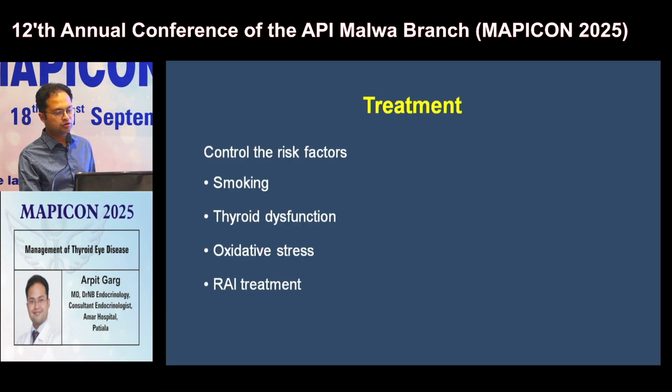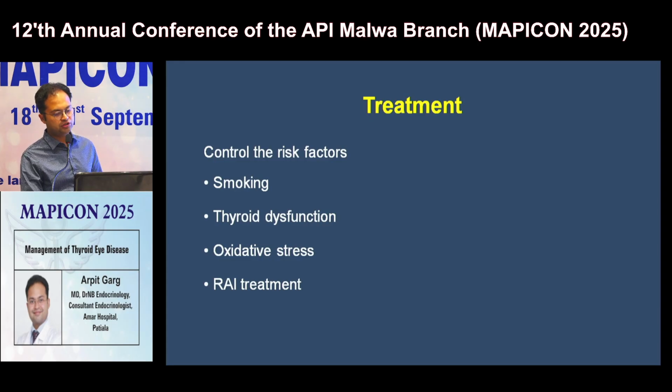So treatment, the most important thing is to control the risk factors. Smoking is one of the major risk factors which leads to worsening of thyroid eye disease. Also, all the patients who are suffering from hyperthyroidism or Graves' disease, they must be strictly told that they have to abstain from smoking. If they are smokers, they have to stop smoking immediately. Otherwise, smoking increases the risk of worsening of this disease by 3 to 5 times.